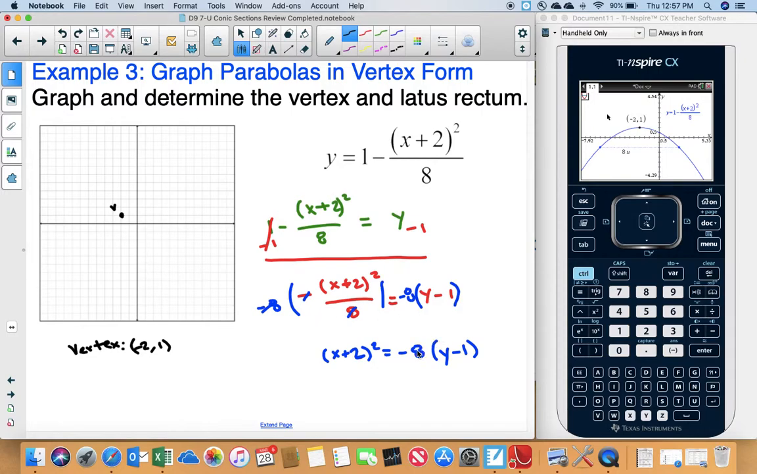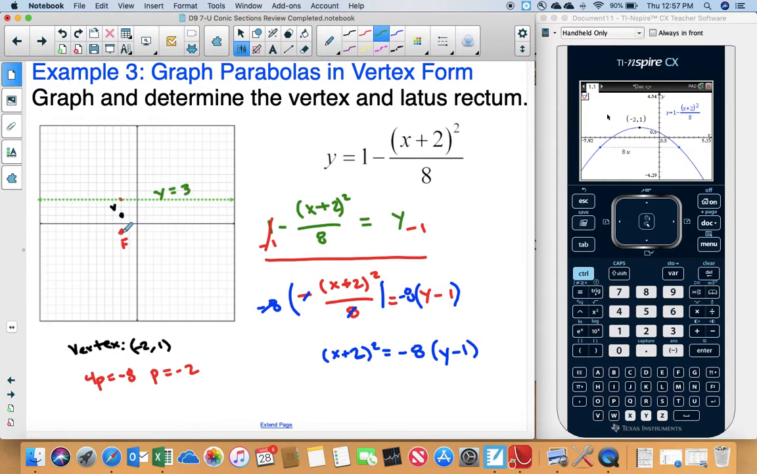And now the 4p is negative 8. If 4p equals negative 8, then p equals negative 2. That means the focus is 2 points below. That's our focus. The directrix, if you needed it, would be 2 units the other way. It would be a line going through there. So I'll add the directrix here. It goes that way, and since it's going through the y-axis, it would be y equals 3.